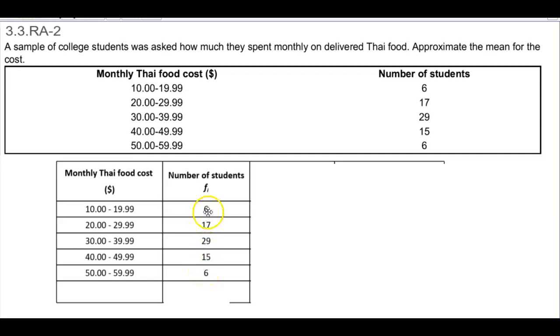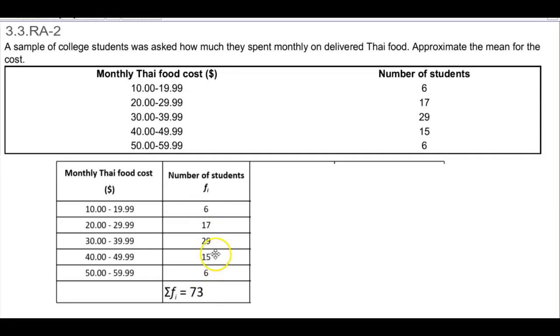You can see here that we have 6 for the first class, 17 for the second class, 29 for the third class, 15 for the fourth, and then 6 for the last class. The first thing I'm going to do is make sure we get the total of the entire frequency. So we're going to add 6 plus 17 plus 29 plus 15 plus 6, and we get the sum of the frequency, which is equal to 73.